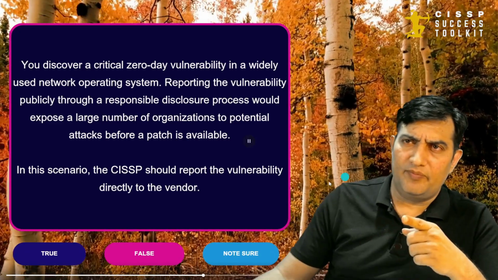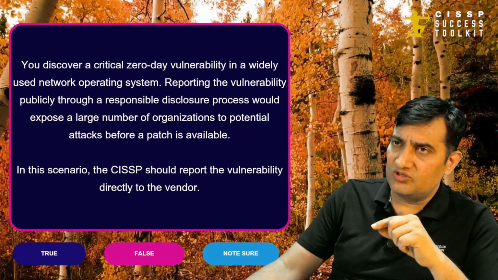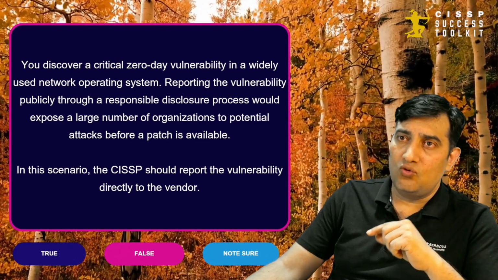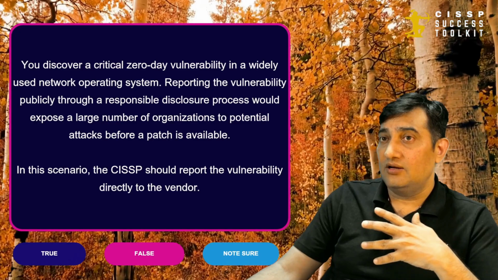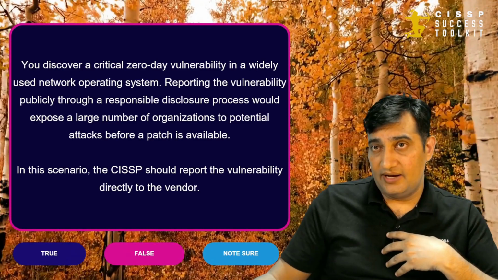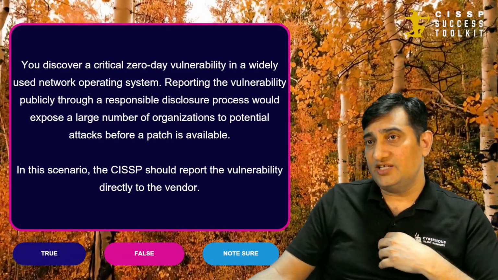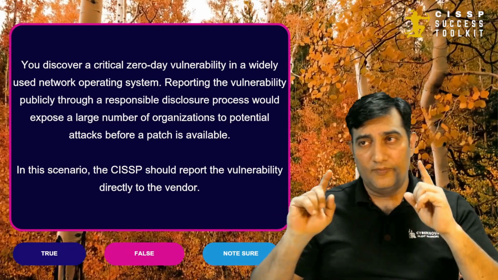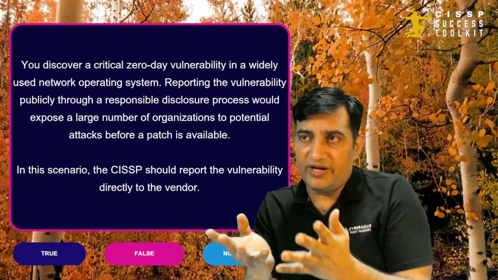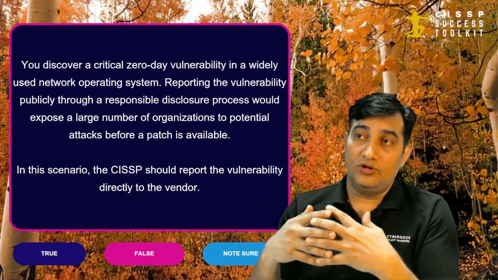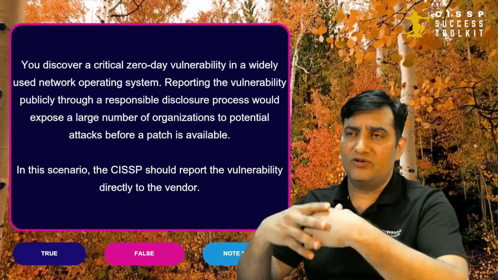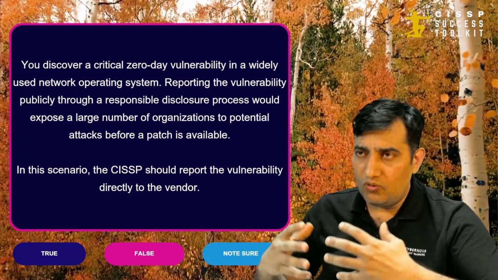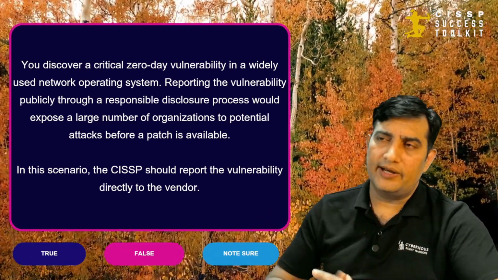Reporting the vulnerability publicly through a responsible disclosure process would expose a large number of organizations to potential attacks before a patch is applied. In this scenario, the CISSP should report the vulnerability directly to the vendor. Now, you might be working as a bug bounty hunter, or let's say you are not even working as a bug bounty hunter, you get a vulnerability about something which is super critical.